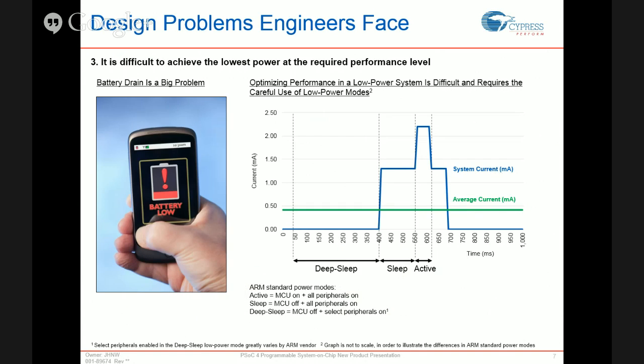And then a lot of the devices around us today are increasingly becoming battery-operated, and since they are not plugged into the wall and running off of smaller and smaller batteries, there's a big consideration on power consumption. It's difficult to achieve the lowest power at the required performance level, and engineers are having to learn neat design tricks to overcome these limitations of power consumption around their systems today.